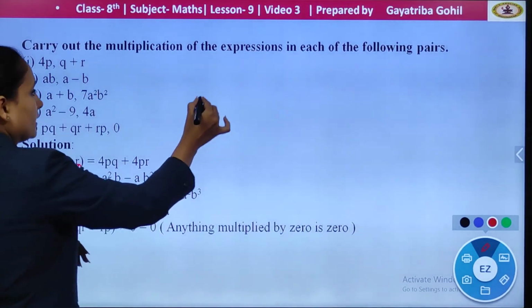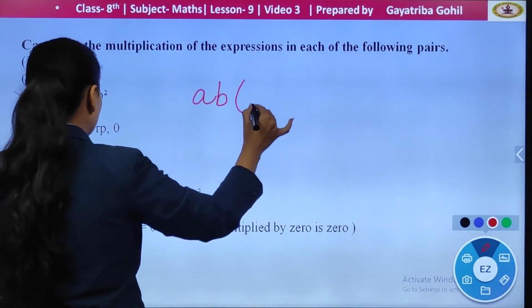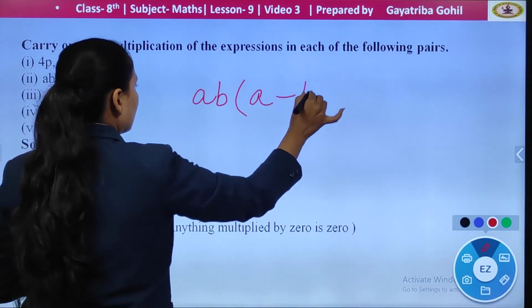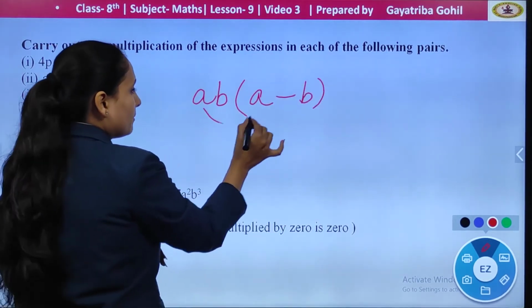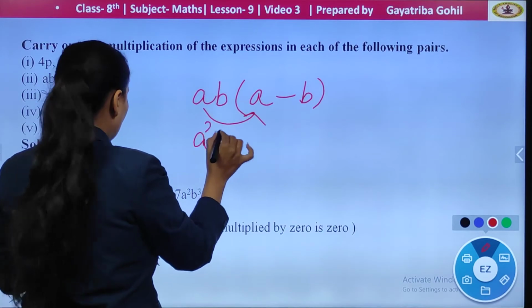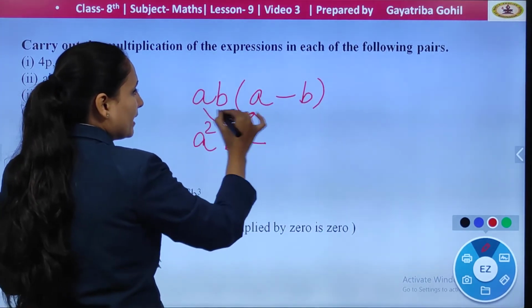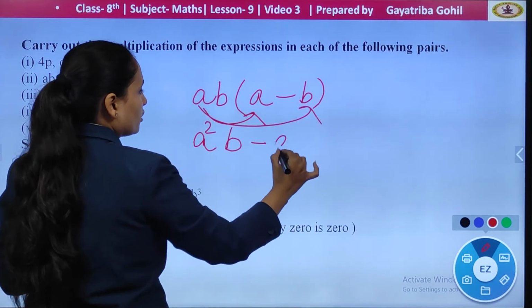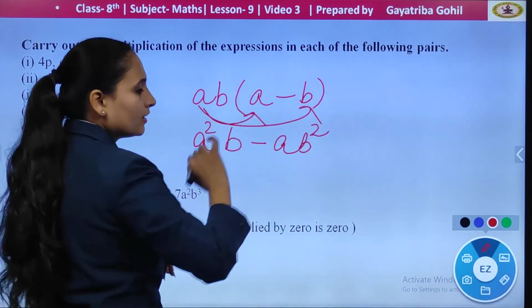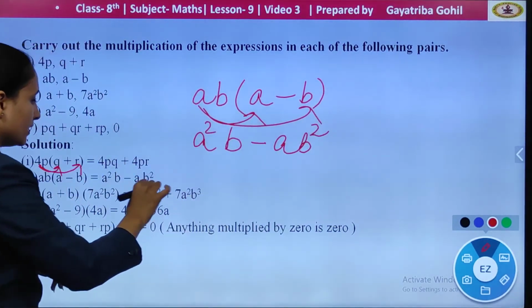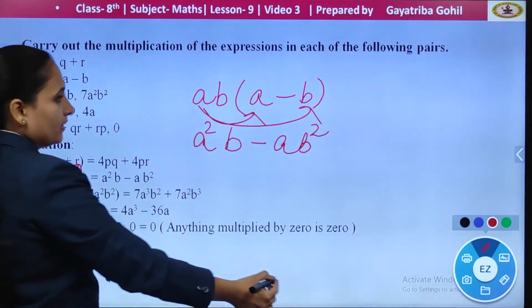Then I have, see here, ab into a minus b. Multiply ab with a. So it will become a square b. Minus will remain as it is. Multiply ab with b. So it will become ab square. So my answer will be a square b minus ab square.